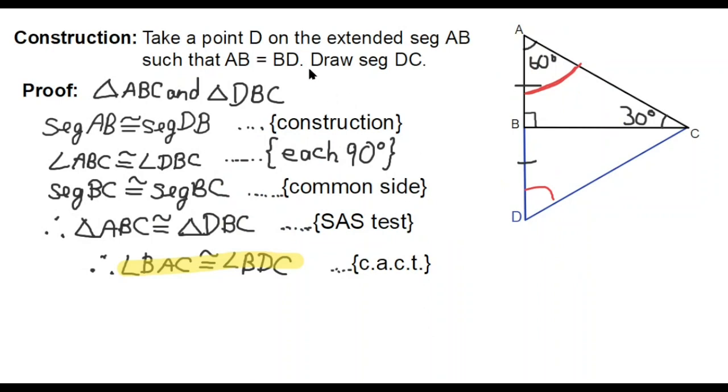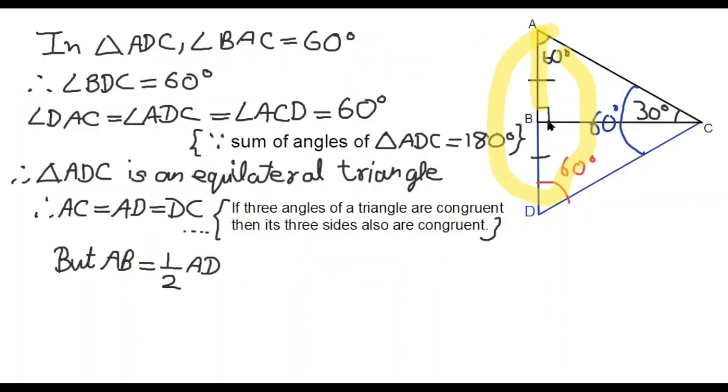See, in construction what we have taken, this AB is equal to BD, right? This AB is equal to BD, right? So this AB will be what? Half of AD. Okay, AB will be half of AD. So the reason for this step is by construction. Side AB is equal to half AD. This we are getting by construction.